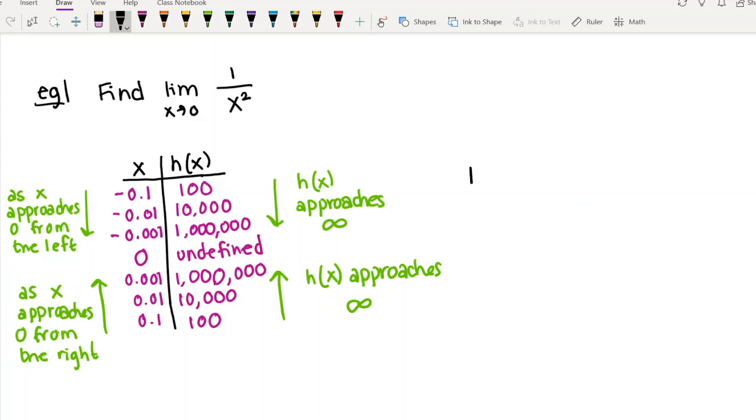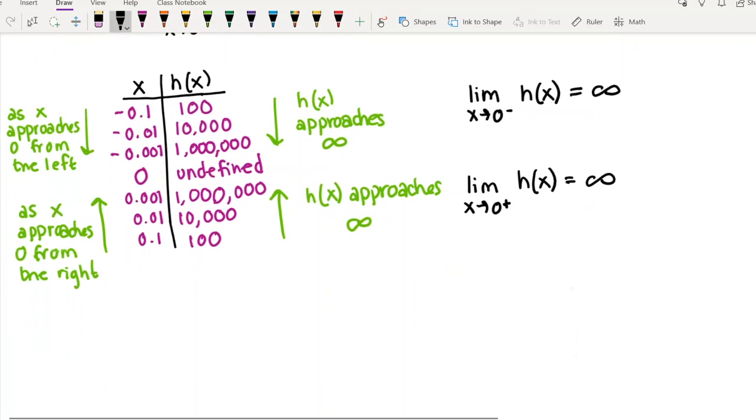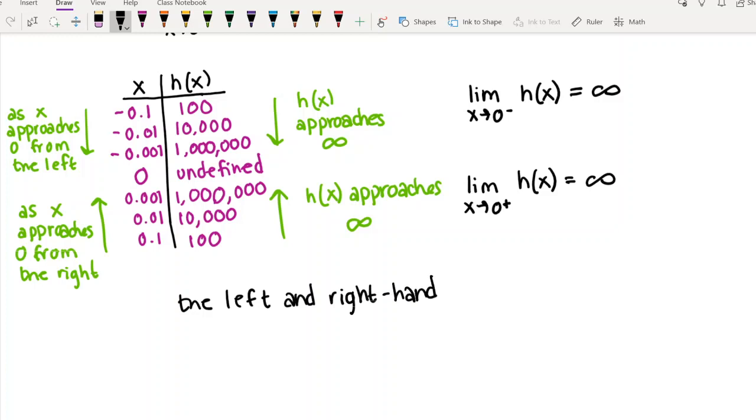So what can we say from this? Well, we can say that the limit as x approaches 0 from the left of h of x is equal to infinity. Then we also know that the limit as x approaches 0 from the right of h of x is equal to infinity. And so because those two agree, that's what allows us to say that, so let me write this down as a sentence, the left and right hand limits agree. So the limit as x approaches 0, without a right or a left, just on its own, of h of x is also equal to infinity.